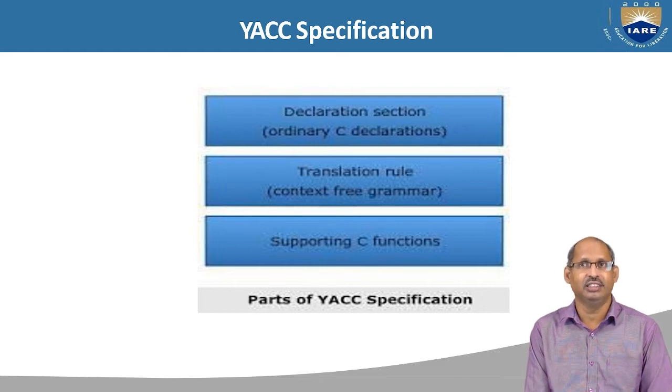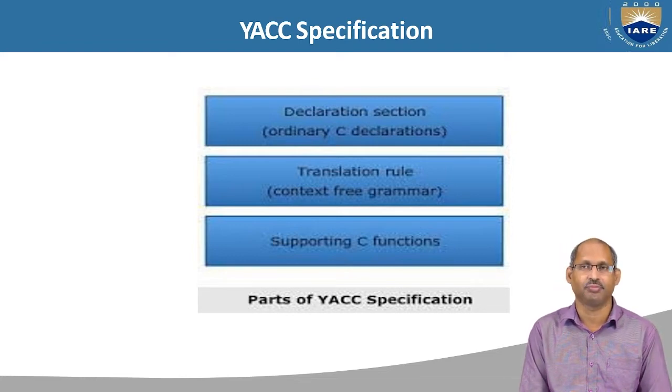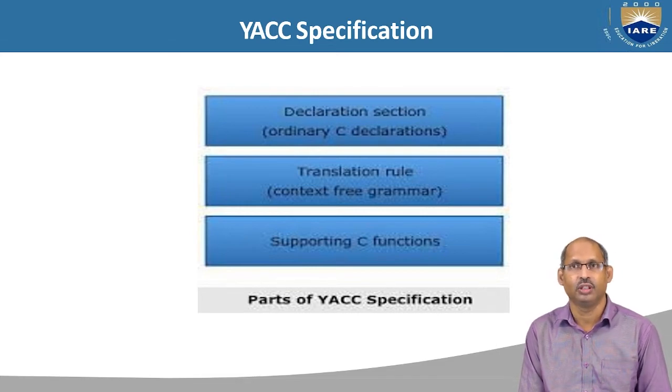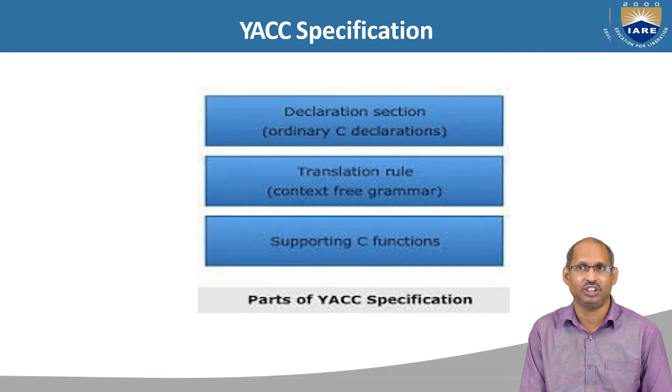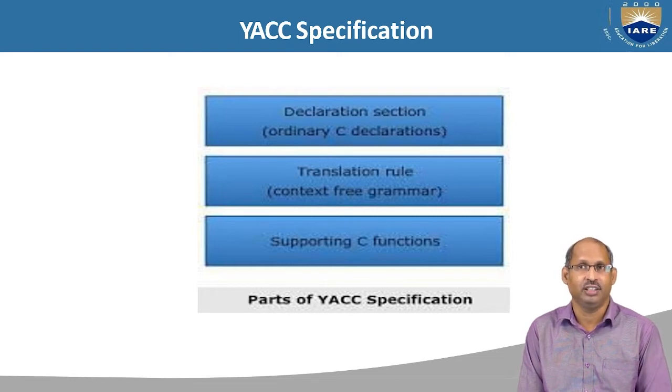The first one is the declaration section. Second one is the translation rules. Third one is the supporting C functions. Right? Declaration section, translation rules, and supporting C functions. So these three parts will be represented in the input file of the YACC specification, right?